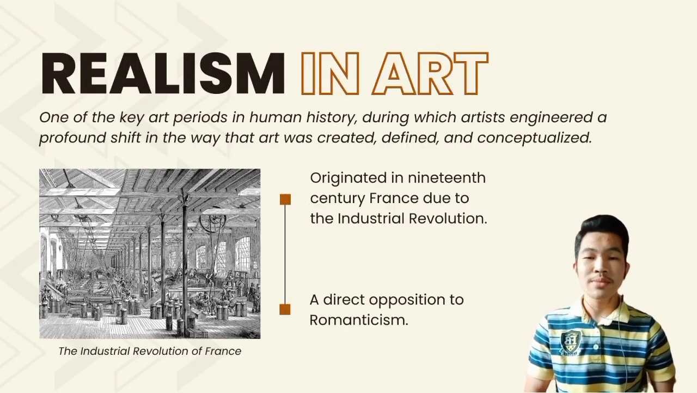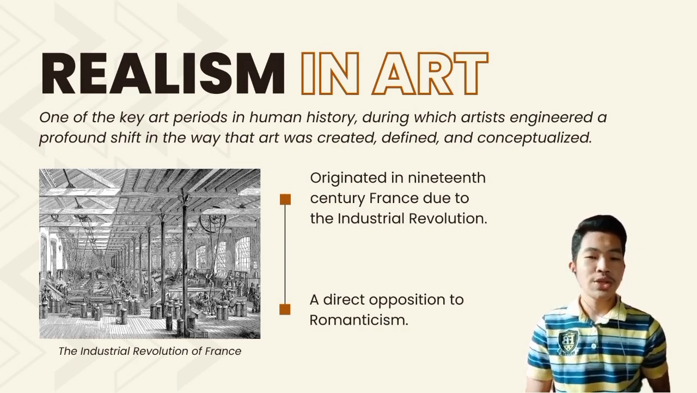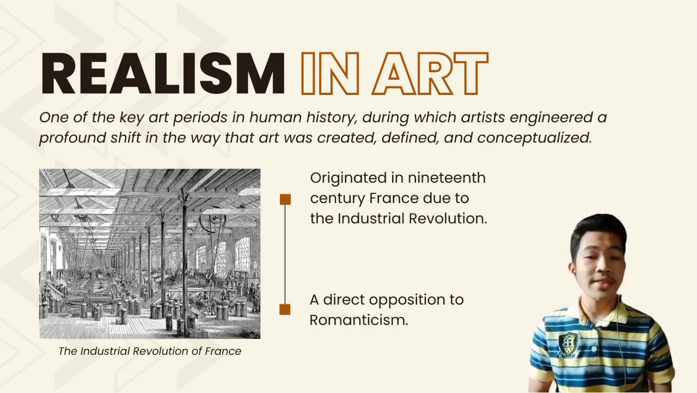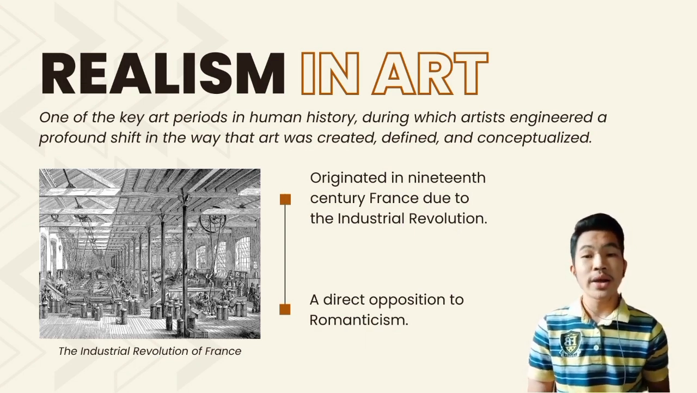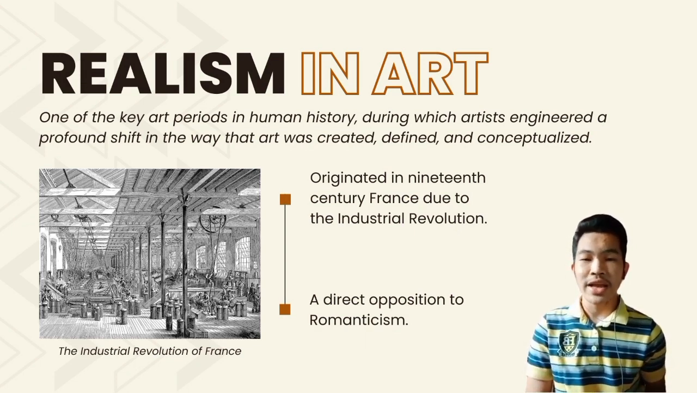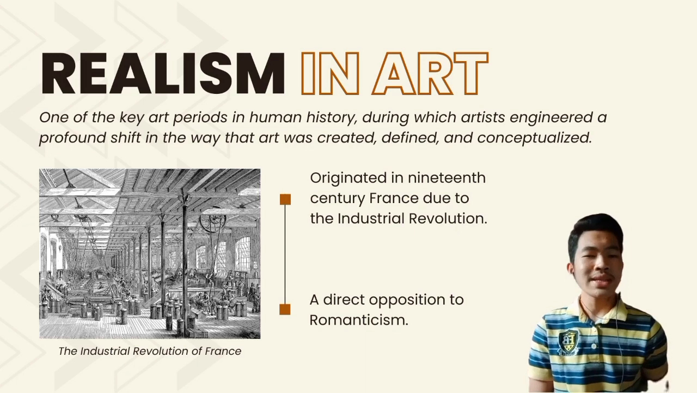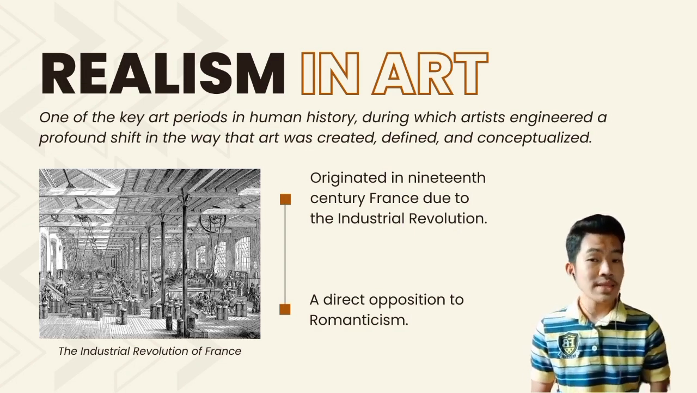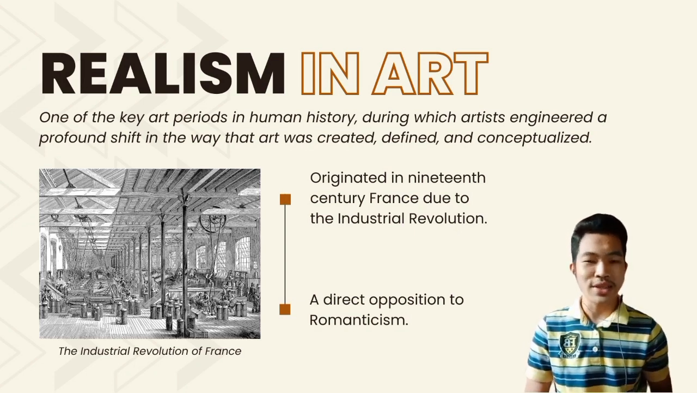First, let's define realism in art. The realism movement is one of the key art periods in human history during which artists engineered a profound shift in the way that art was created, defined, and conceptualized. The realism art movement originated in 19th century France due to the Industrial Revolution and the harsh realities birthed from it. During the 19th century, an art style known as Romanticism, which overemphasized emotion and the grandeur of life, was in full swing. Realism emerged as a direct opposition to both this extravagant romanticism and the unrealistic portrayals and techniques of other classical arts.